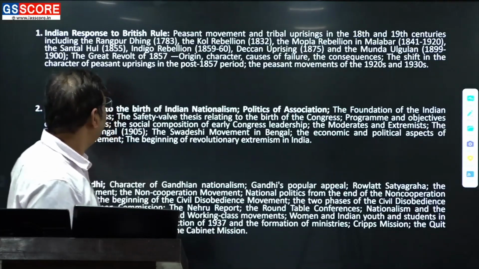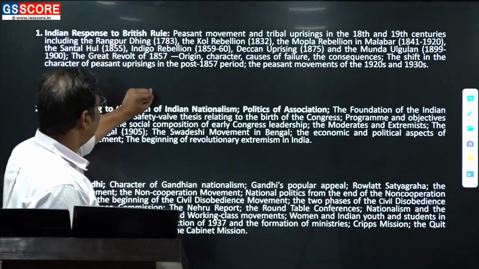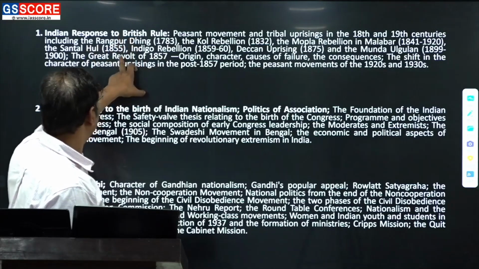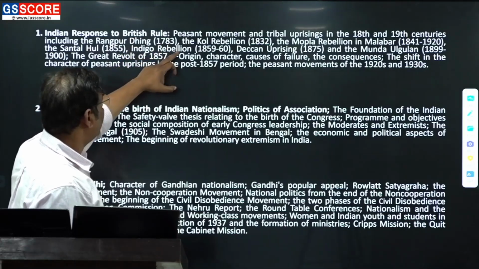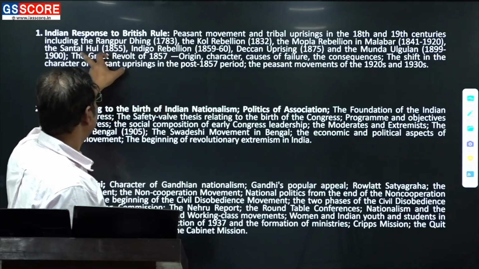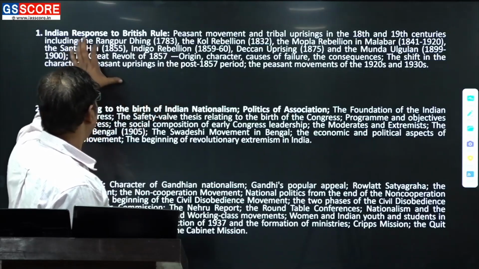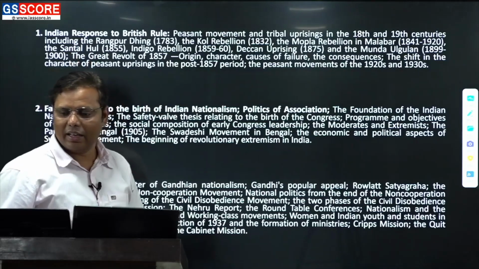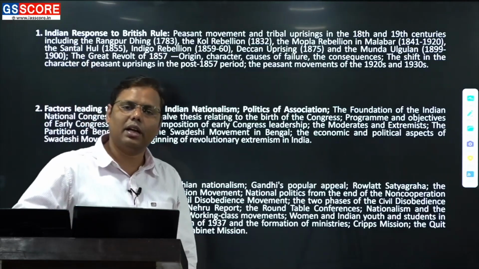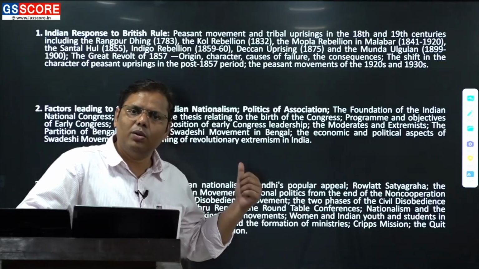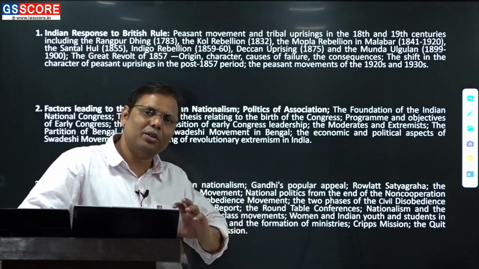So when it comes to the Indian responses to the British rule, undoubtedly it is important. A couple of them are mentioned in the syllabus, such as the Rangpur uprising, the Kol Rebellion, the Mopla Rebellion of Malabar, the Santal Hul, the Indigo Rebellion, the Deccan Uprising, the Munda Rebellion. A couple of names have been given here, and frankly speaking, these are the 6 or 7 names I had been telling you, and you should try to cover only these. You should not get into so many things.